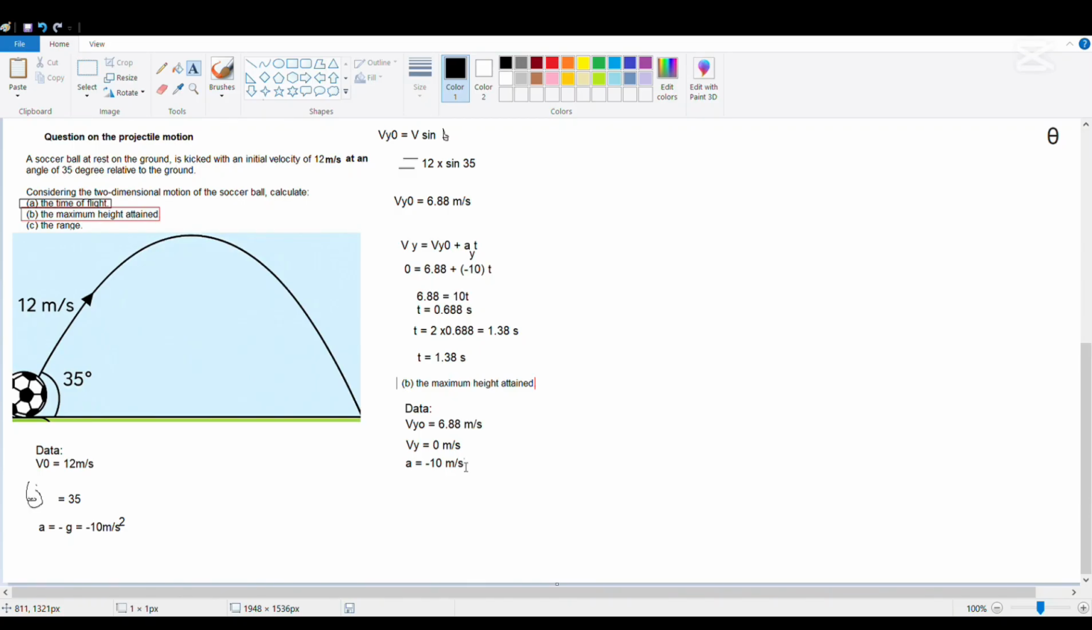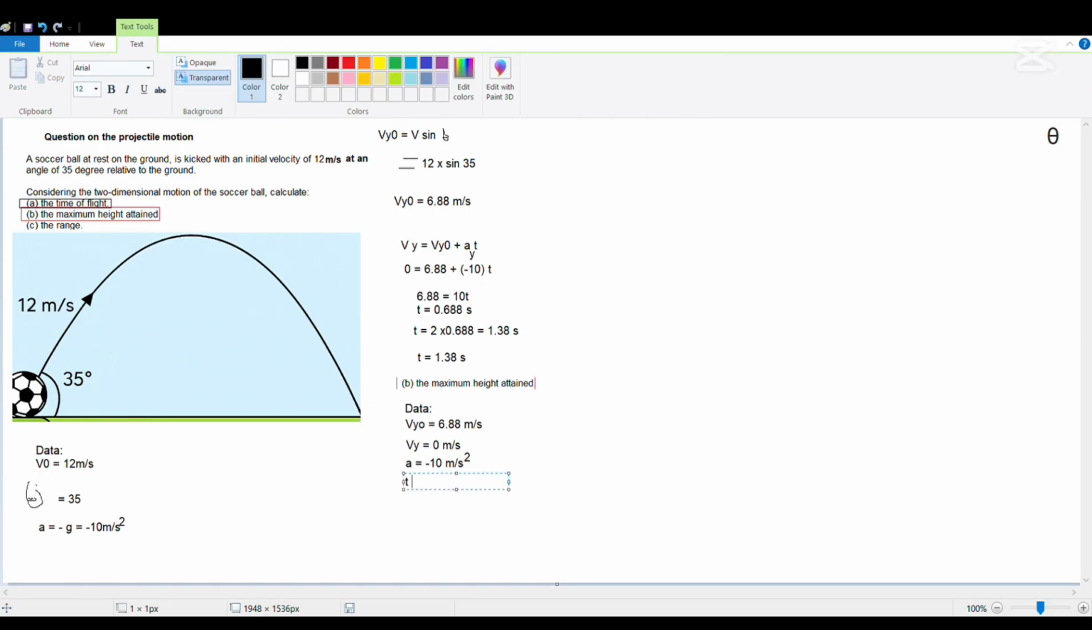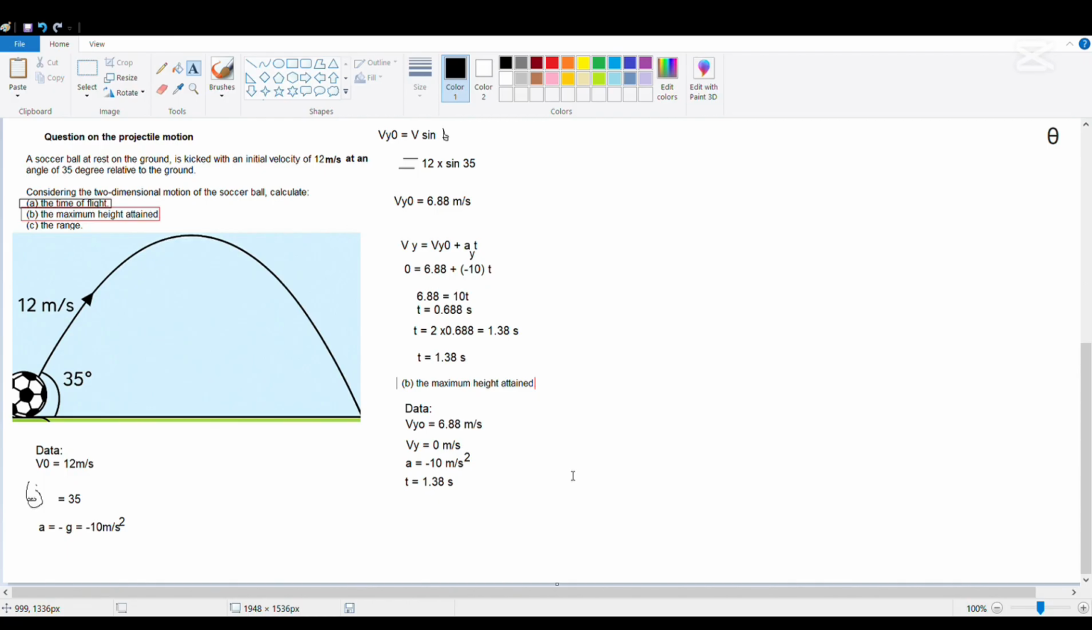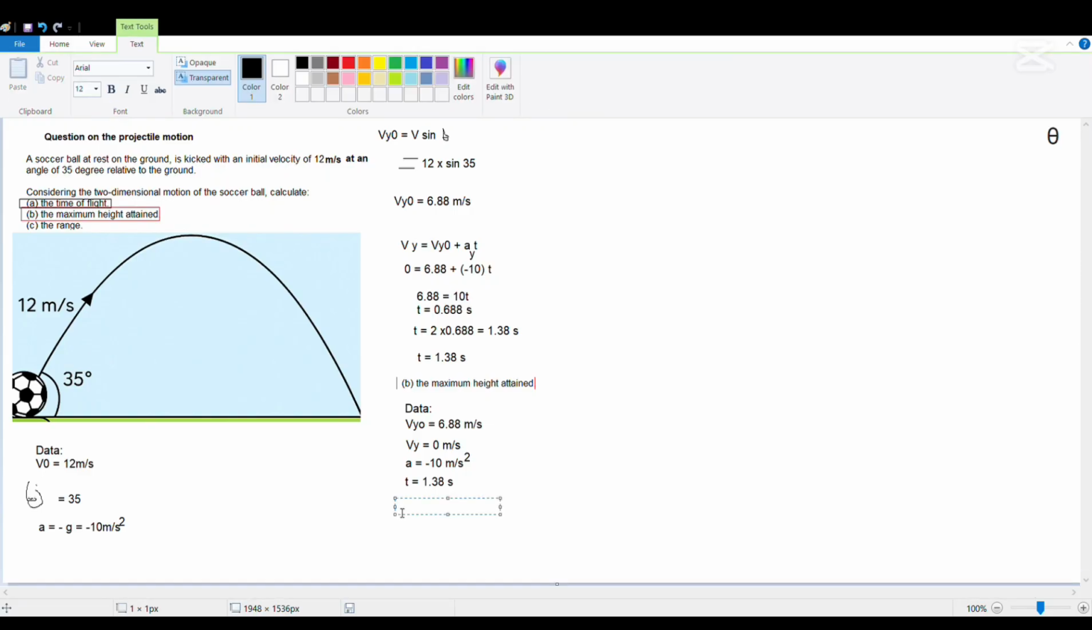That's acceleration. And then the total time of the flight we already know, t is equal to 1.38 seconds. So we have got these things with us, and we have to find the height, or basically the displacement of the trajectory. This is the whole thing we have to find. So we have to use a kinematics equation again. We should know that thing.